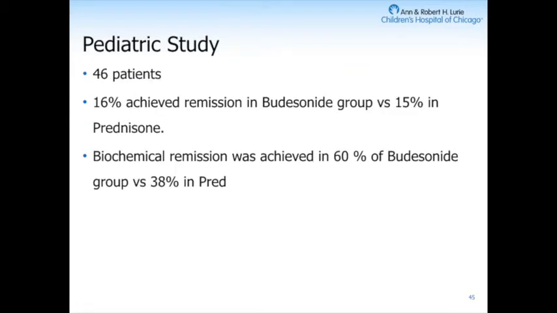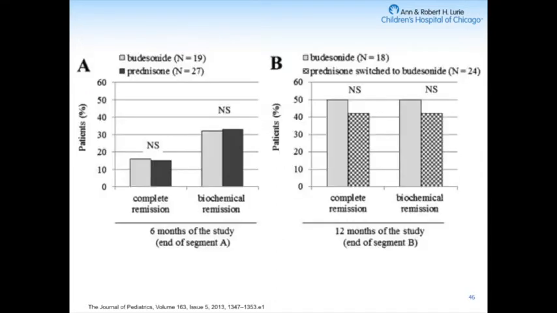In the pediatric study, there were 46 patients. 16% achieved remission in budesonide versus 15% in the prednisone group, and they had 60% biochemical remission, which is just AST, ALT being normal, in 60%. Now this just shows, NS means not significant. So between the budesonide and prednisone, it was not significant for complete remission, biochemical remission, or even at up to 12 months. So they didn't find a significant difference.